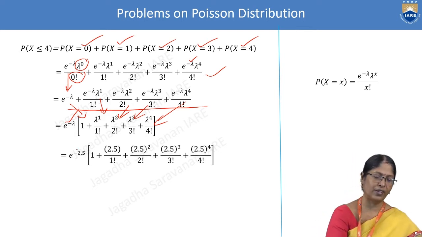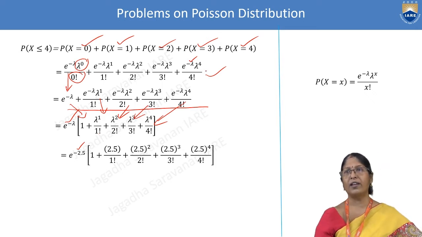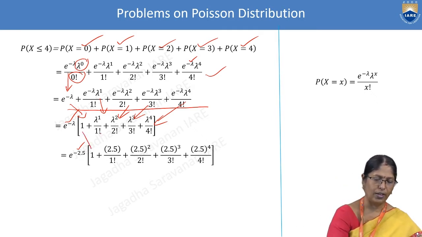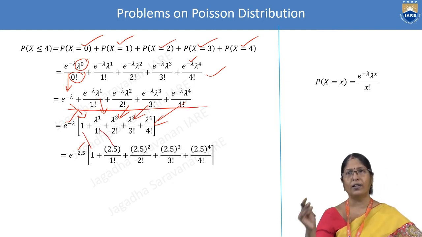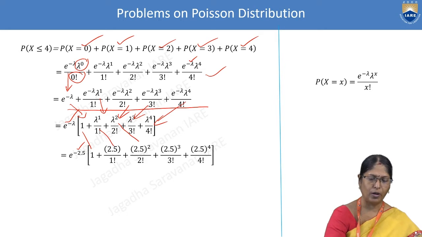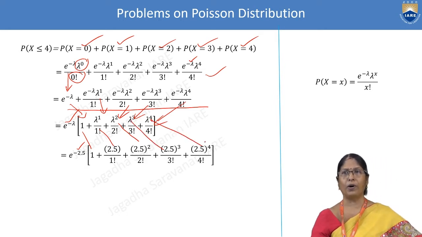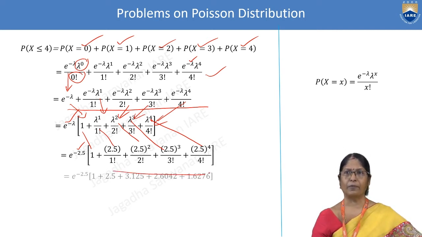Now, the final stage we substituted. If you want to substitute in the earlier stage itself, nothing is wrong with it; we can adopt that procedure also. Here, wherever there is lambda, we substituted the lambda value of 2.5. Here also 2.5 the whole square, 2.5 the whole cube, 2.5 the whole power 4, the factorials and all as written.